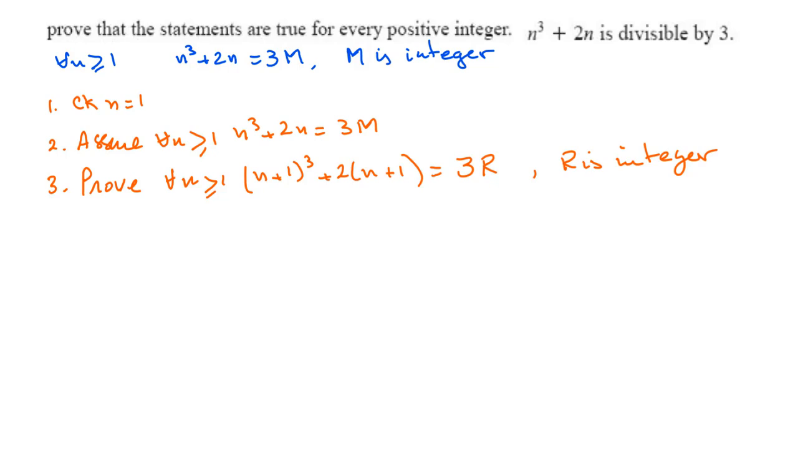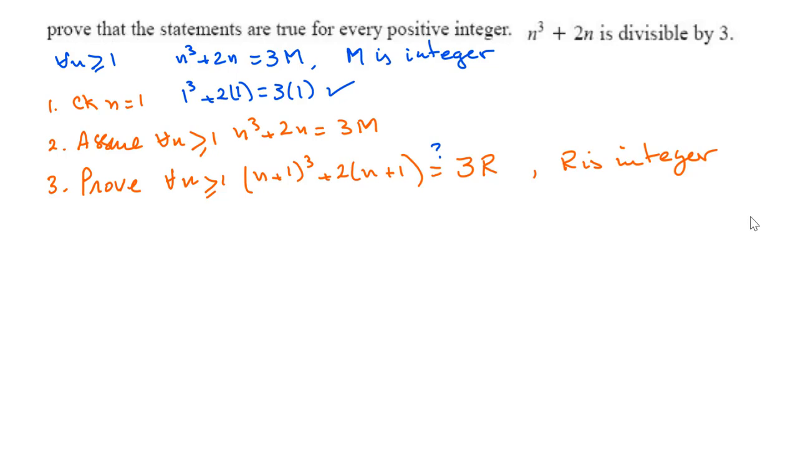The first thing we do, we check if it is true for n equal 1. So is 1 to the third plus 2 times 1 the same, which is 3 times 1 basically. So it works for n equal 1. Second thing, I assume that for all n greater or equal to 1, n to the third plus 2n equals 3m. And the third part, that's where we need to do the work, we prove that for n plus 1, meaning replace n with n plus 1, this part is divisible by 3, that means it's equal to 3 times some r, where r is some integer.